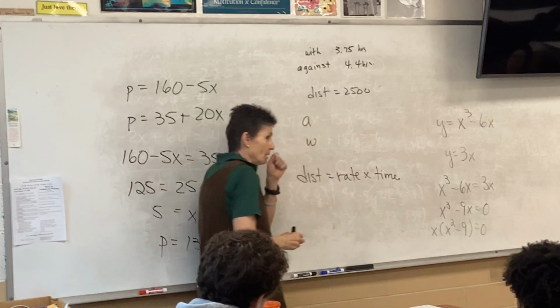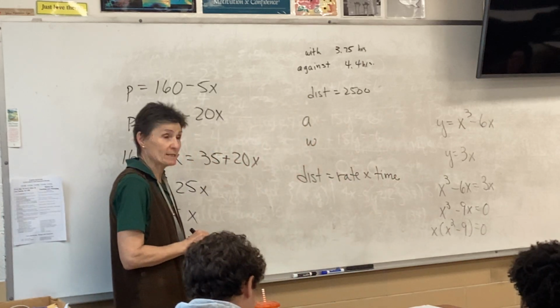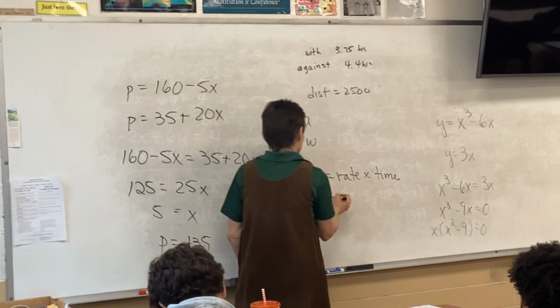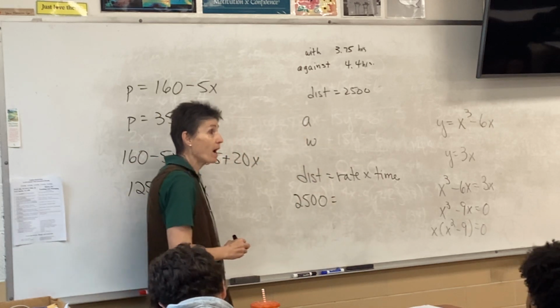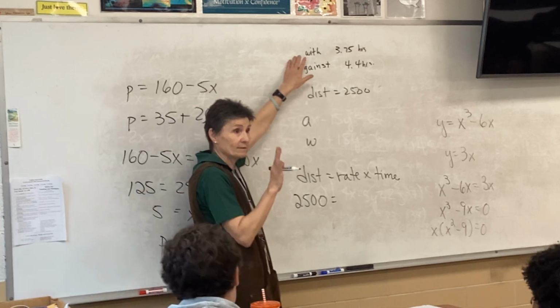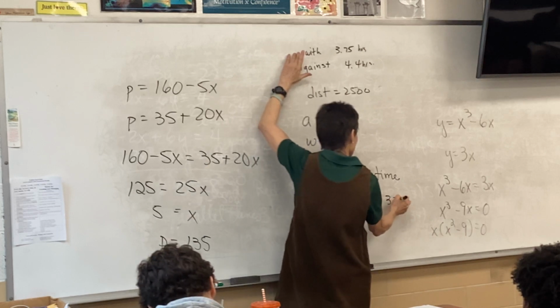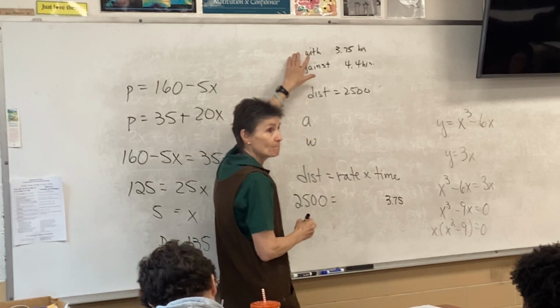Do we know the distance? We do, it's 2,500. Do we know the time? Well, let's do with the wind. The time with the wind is 3.75 hours, would you agree with that?